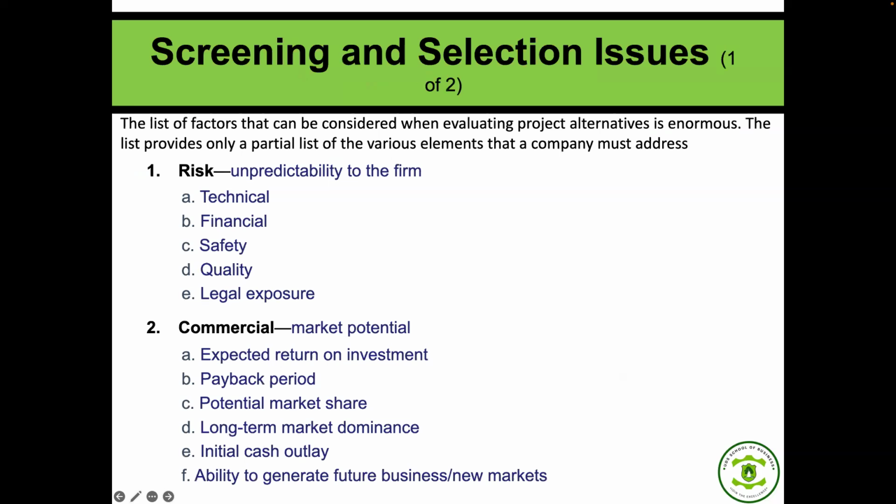Now, I want us to look at screening and selection issues. This particular list of factors we are going to look at when evaluating project alternatives, there are many, and this list is not exhaustive, but we'll just look at some of them. The list provides only a partial list of various elements that a company must address. The first thing a company will consider when embarking on a project is the issue of risk.